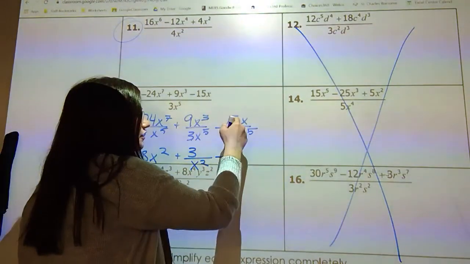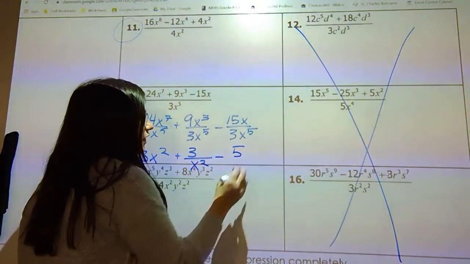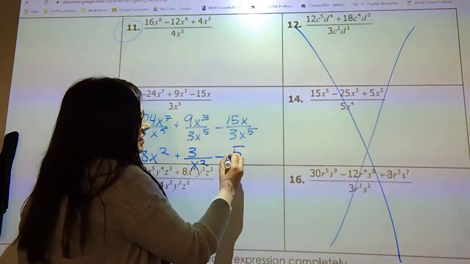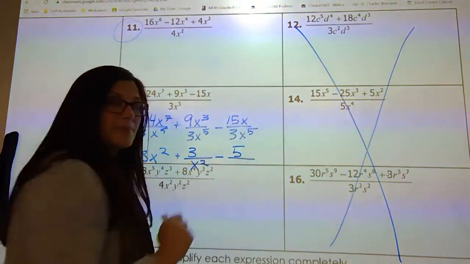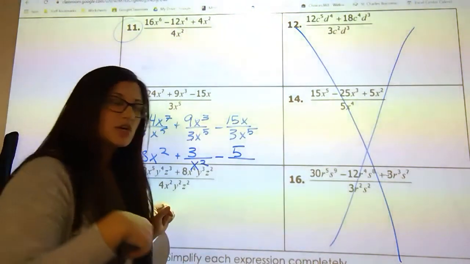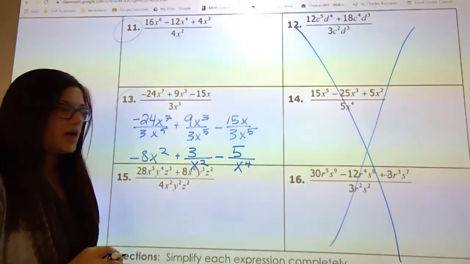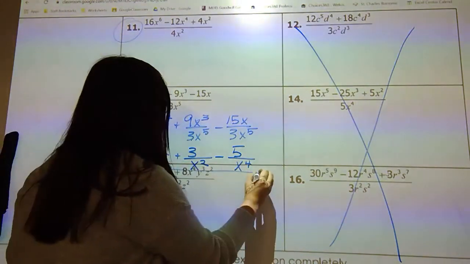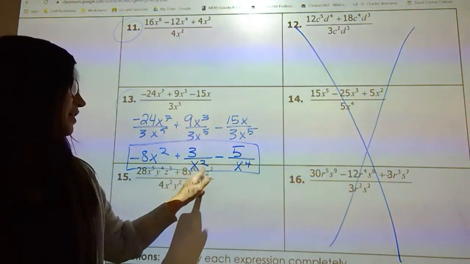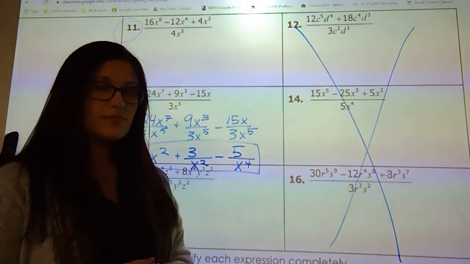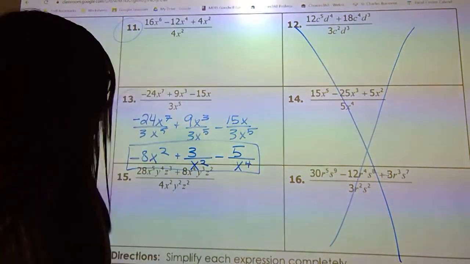Same over here. 15 divided by 3 is 5. But where will your x's be after they cancel? You have 1 on top and 5 on the bottom. Once they start canceling out, you're still going to have 4 on the bottom, okay? So sometimes you'll be left with, when you simplify, those variables down on the bottom, okay?